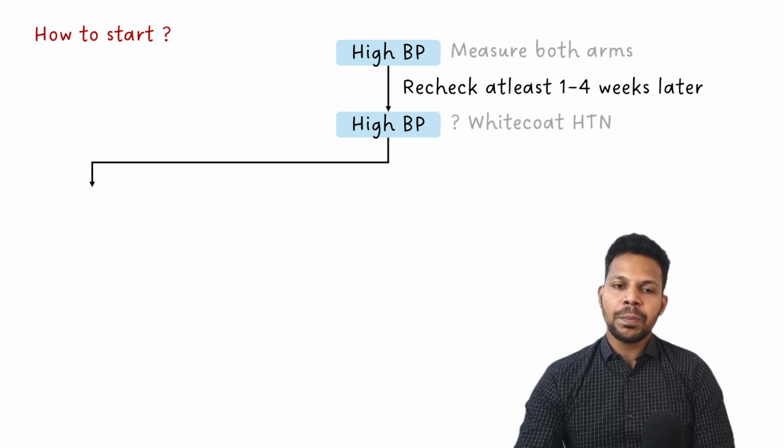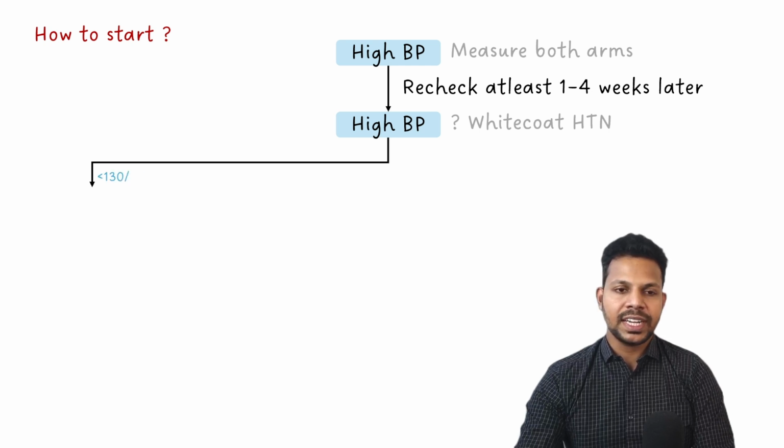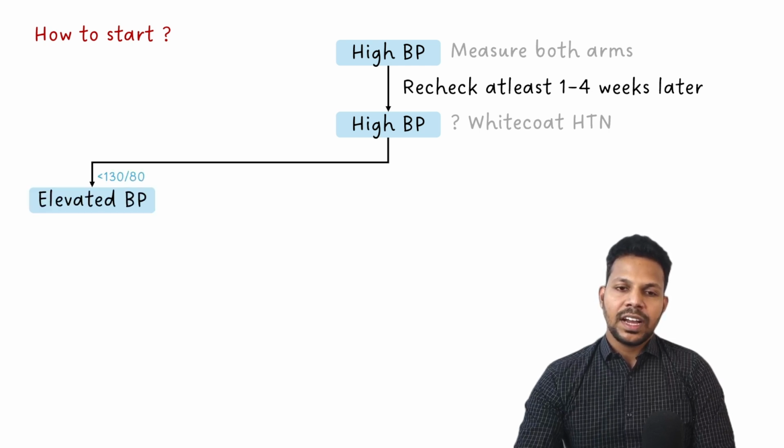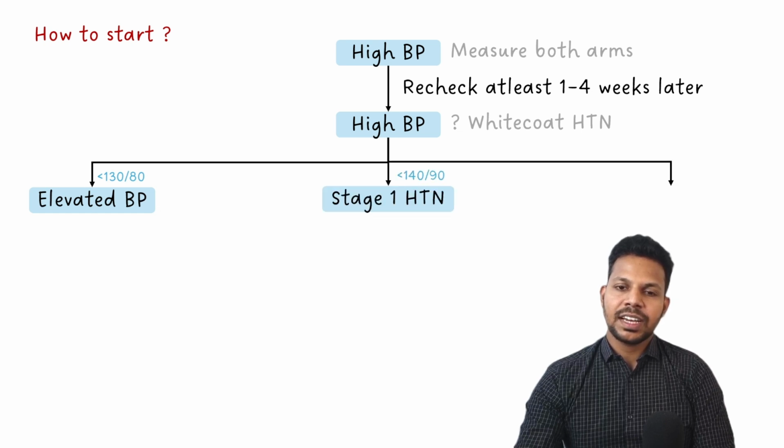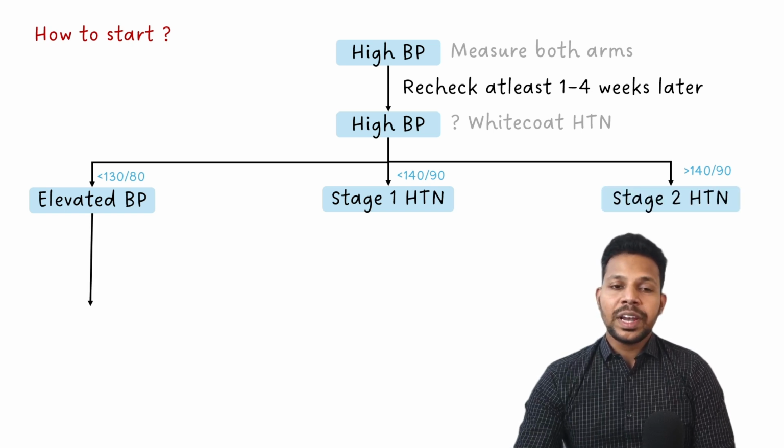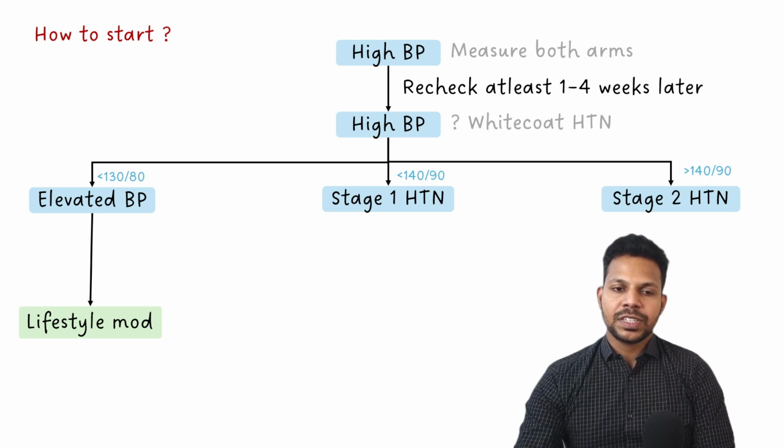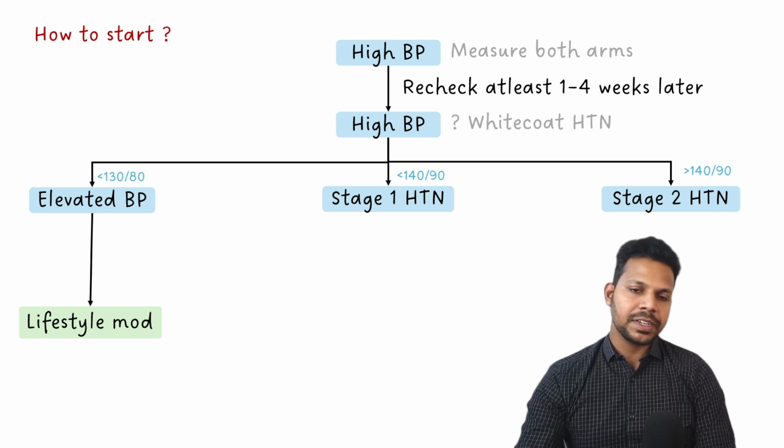Now, depending upon the levels, if the blood pressure is still less than 130 by 80 but more than 120, it is elevated blood pressure. And if the blood pressure is less than 140 by 90, it is stage 1 hypertension. When the blood pressure is more than 140/90, it is stage 2 hypertension. If the patient is having only elevated blood pressure, advise lifestyle modifications. Do not go for the pharmacological treatment.